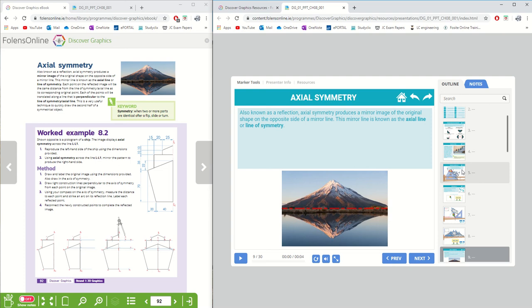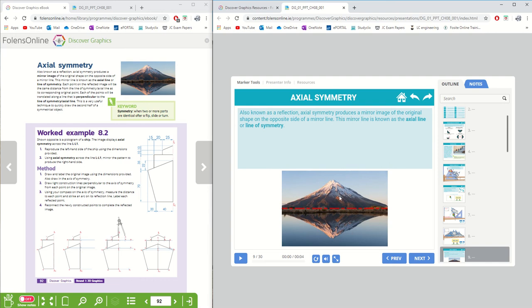Now, what is axial symmetry? Also known as reflection, axial symmetry produces a mirror image of the original shape on the opposite side of a mirror line. This mirror line is known as the axial line or line of symmetry. So let's break this down further and let's take some real life examples.